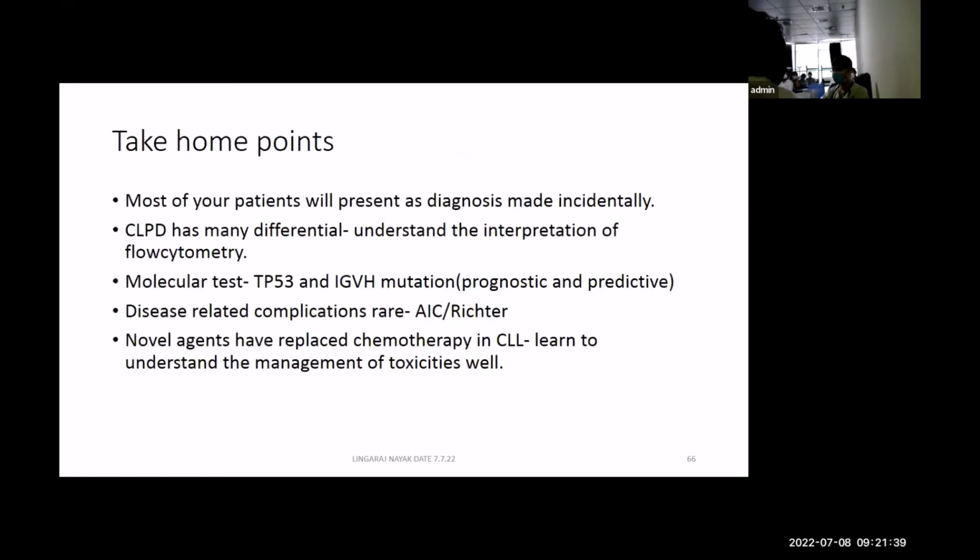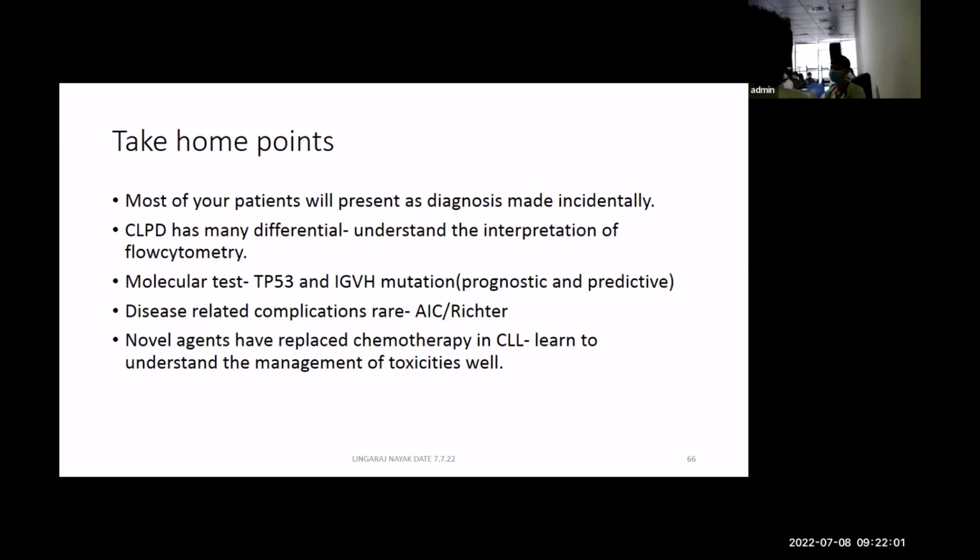So that's it. If I have to conclude, remember, most of your patients will present to you incidentally. CLPDs are a broad group. We have many different cells. Learn how to interpret the flow. I have given you some flow charts. Go back and read about that. I know this reading will help you if you do it today, and you can remember it for your life.